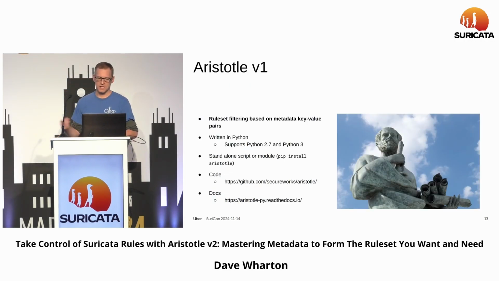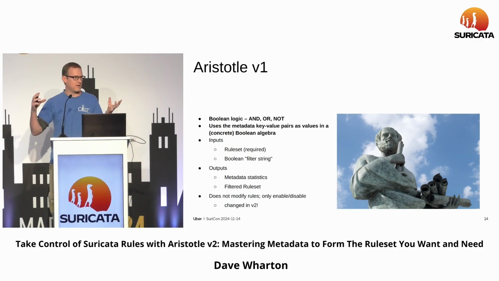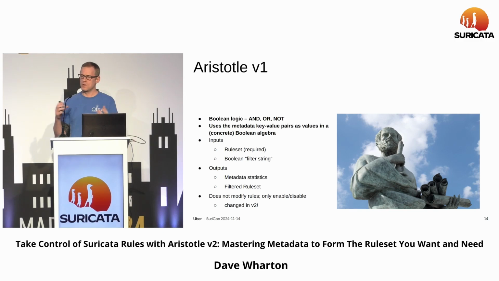That tool started off as Aristotle v1, which I released in Amsterdam in 2019, and allowed you to do rule set filtering based on metadata key value pairs. It provided the ability to specify Boolean logic, so and, or, not, and uses the metadata key value pairs as values in a concrete Boolean algebra. We'll look at what that looks like, but the idea is you can create what I call a filter string that defines what rules you want to match on, and which can then control which rules you want to keep.